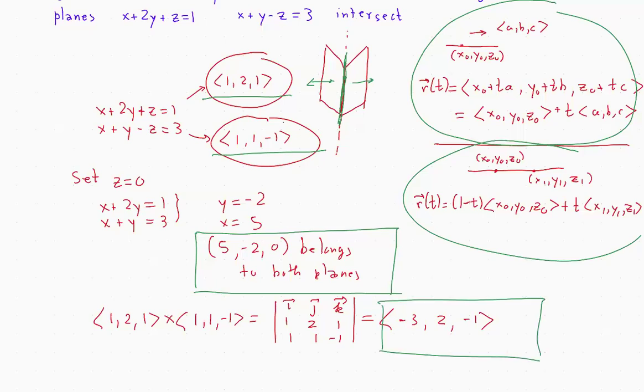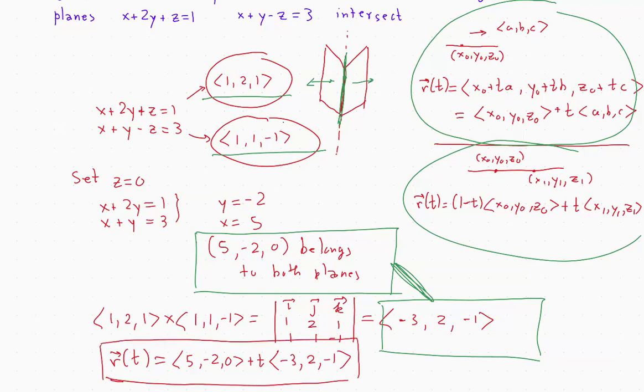And what is the answer? So we're going to have that r of t is, we wanted to go through the point (5, -2, 0). So we vectorize this point. And we add plus t times (-3, 2, -1). Okay, so here's a vector equation for the line of intersection of these two planes.